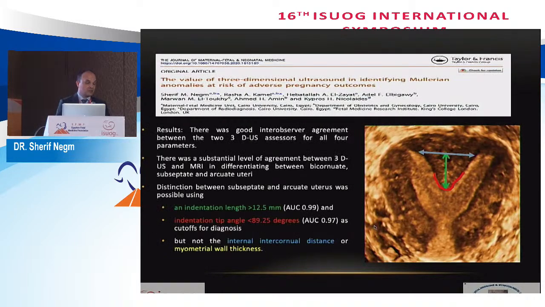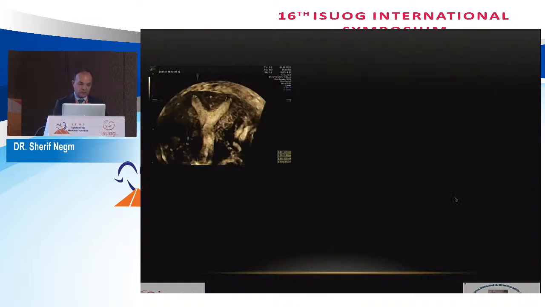This was a similar article that reached the same conclusion that we conducted in our department, and you can see that we reached the same conclusion: if you have an indentation that is more than 12 millimeters, and an indentation tip angle that is less than 90 degrees or 88.9 degrees, then this is more likely to be a subseptate uterus than an arcuate uterus.